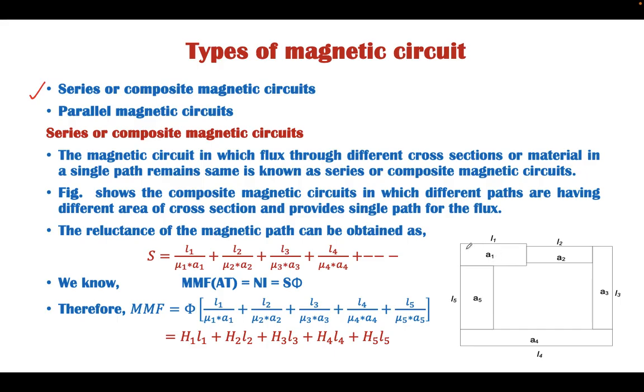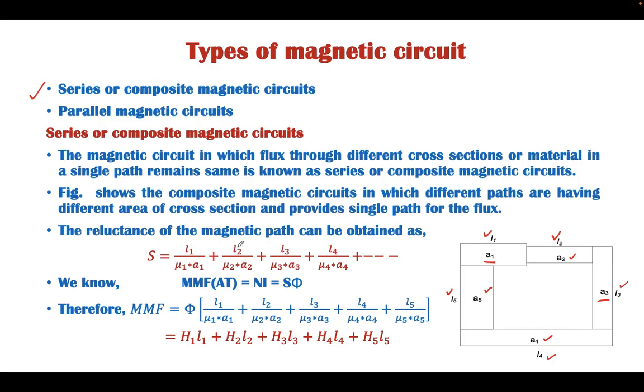Let's consider one magnetic path having a length of L1, whereas another magnetic path has a length of L2, similarly L3, L4 and L5. These magnetic paths may be of different cross-sectional area. Let's consider for the first path the area is A1, in the second path the area is A2, in the third path the area is A3, and A4 and similarly A5.